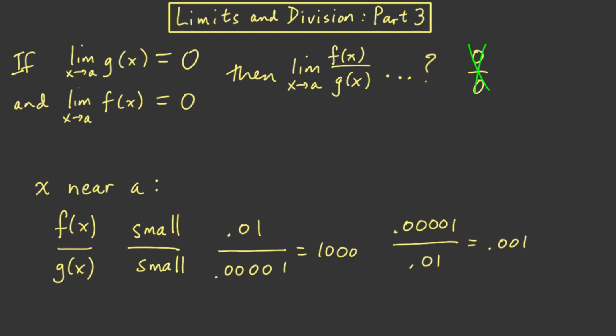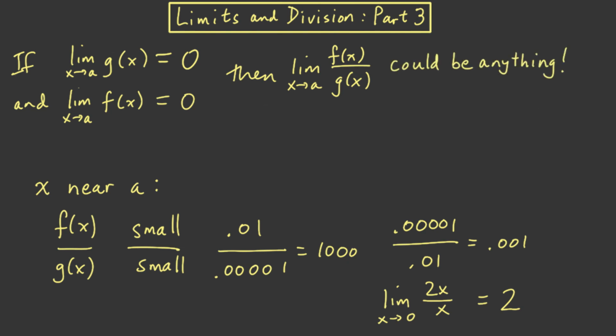In the example from the last video that we did, we were taking the limit as x approaches 0 of 2x over x. Here, the denominator is always exactly half the size of the numerator, and so we always got a quotient of 2. The bottom line is that if the denominator and the numerator are both going to 0, the limit of the quotient could be anything. It could be big, it could be small, it could be somewhere in between. Any of that.